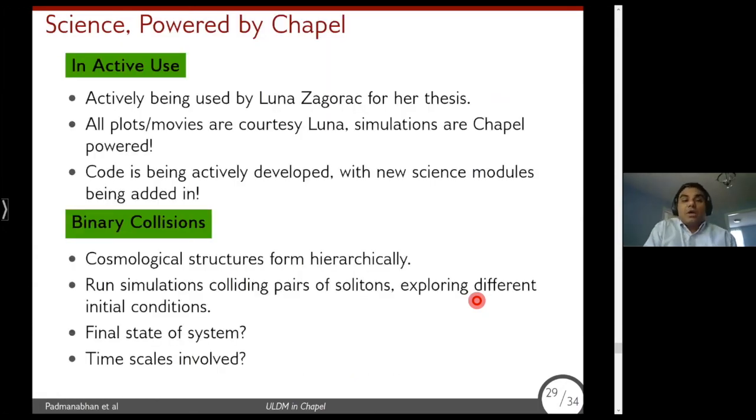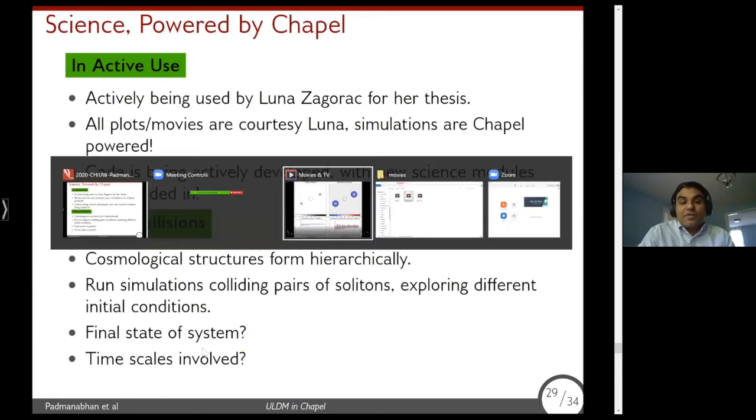So let me close out by giving you a little bit of a flavor for what the science we've been doing with this. I'm going to show you some movies of these codes, of what happens when we run this code. We're going to take two of these blobs of this ultralight dark matter and collide them with one another. And the kinds of questions we're asking are, what does the final state of the system look like? What are the various timescales that are involved in this system? So let me switch and swing over to show you some of these movies.